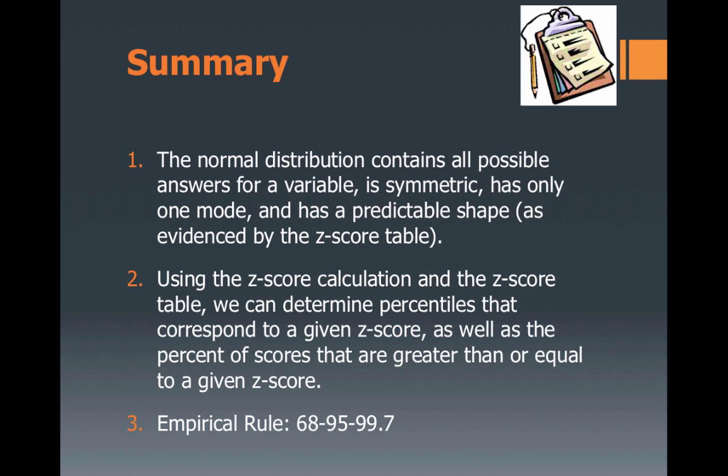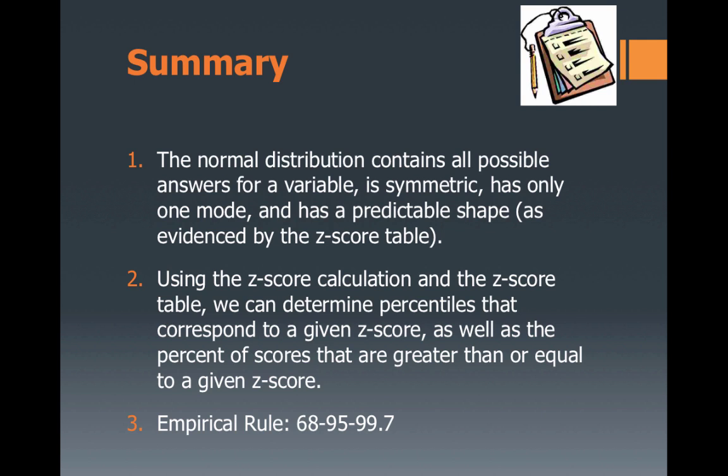So just to summarize, normal distribution contains all possible answers for a variable, and that variable needs to be ungrouped interval ratio. The normal distribution is also symmetric, has one mode, which is also equal to the median, and is also equal to the mean, and it has a predictable shape, which is symmetrical and bell shaped. And again, this is evidenced by the z-score table, where we can predict and know how many percentages fall within any given part of the curve.